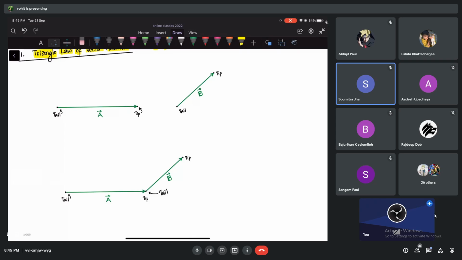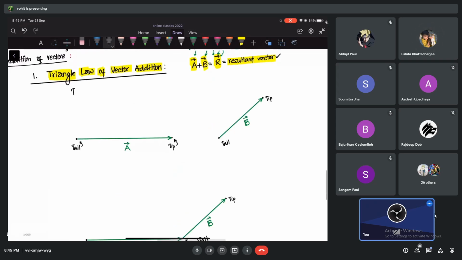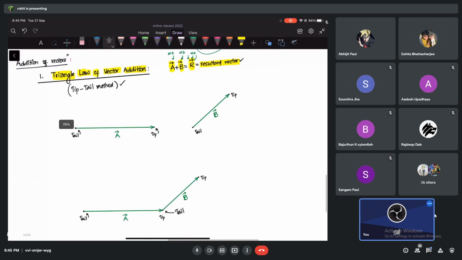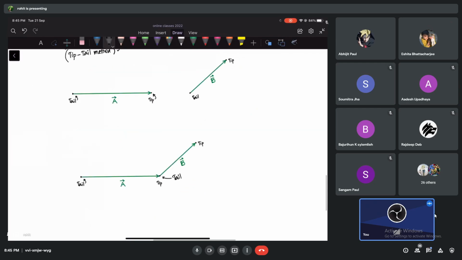So now let me tell you, there's another name. We call it the tip-tail method. What is this called? Tip-tail method. That means you're joining the tip with the tail of the other vector. So this is called the tip-tail method.